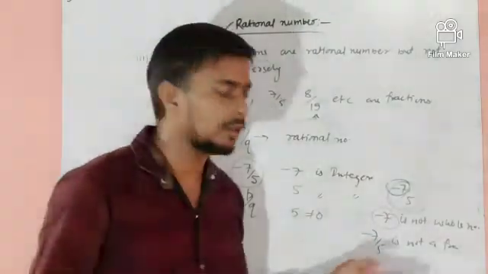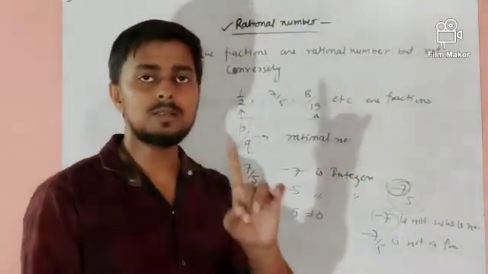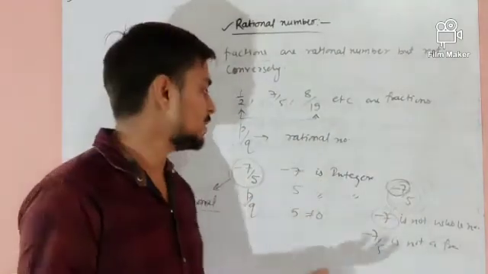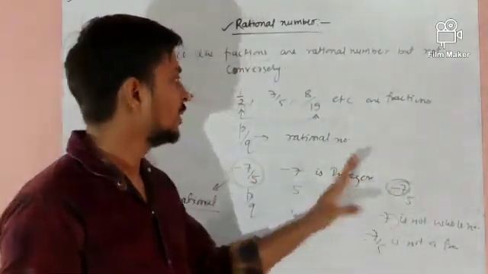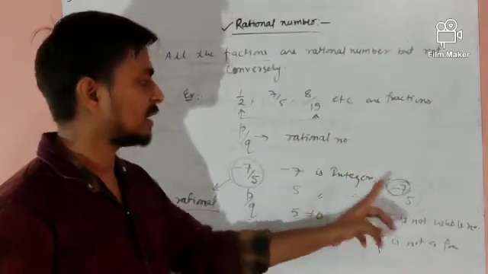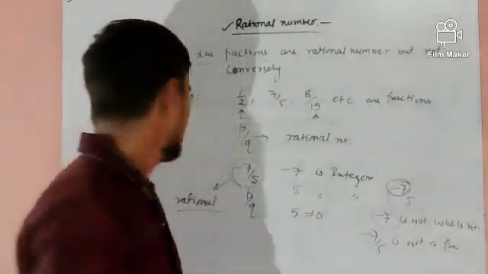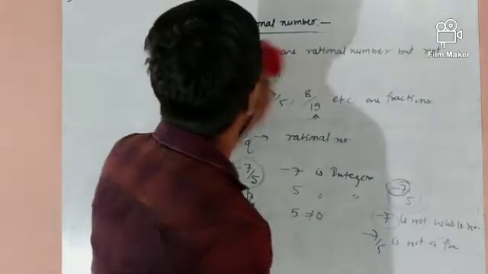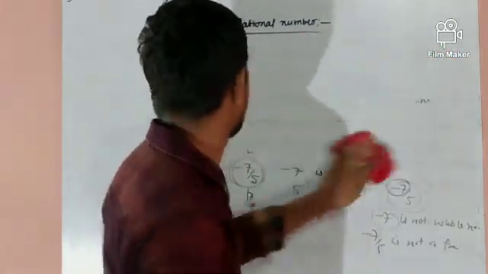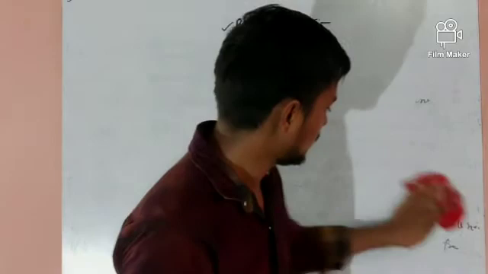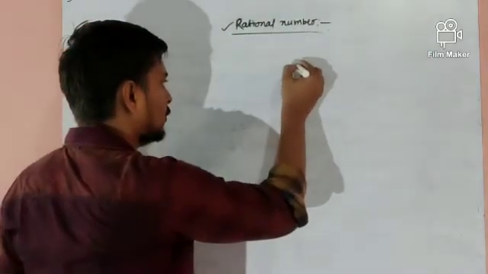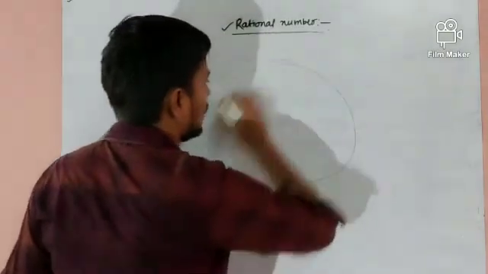And you know very well that fractions are always positive. A part of anything is always positive. Rational can be negative, but a fraction cannot be negative. So these are the 3 points about the fraction number.